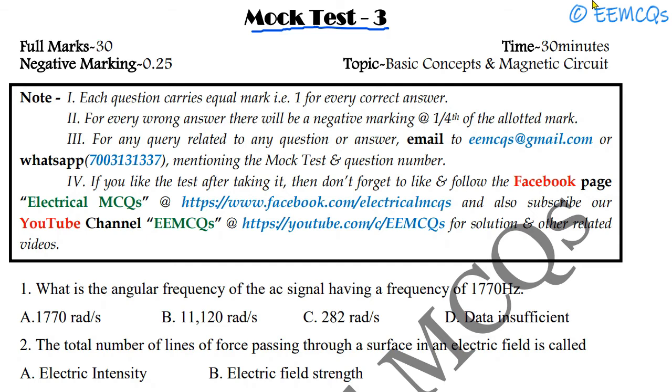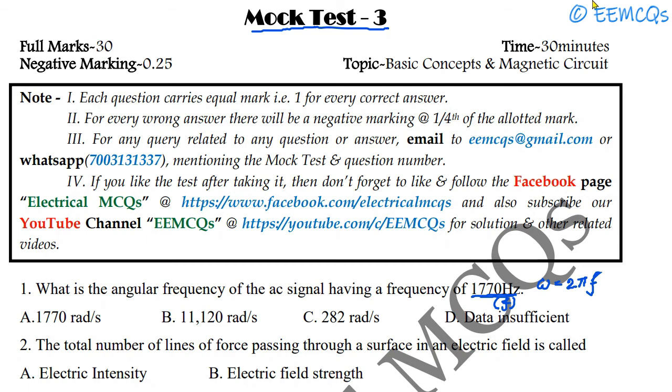So what is question number 1? Question number 1 is, what is the angular frequency of the AC signal having a frequency of 1770 Hz? How do we get the angular frequency of any AC signal? We know that the angular frequency omega is equal to 2 pi f, that is 2 pi into f. Here f is given as 1770 Hz.